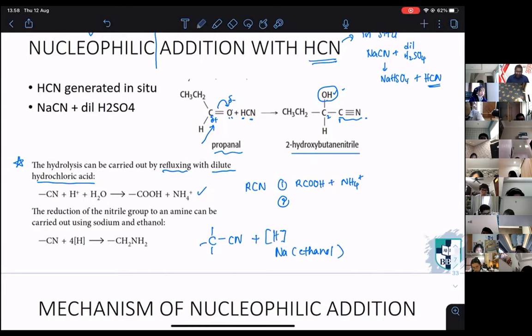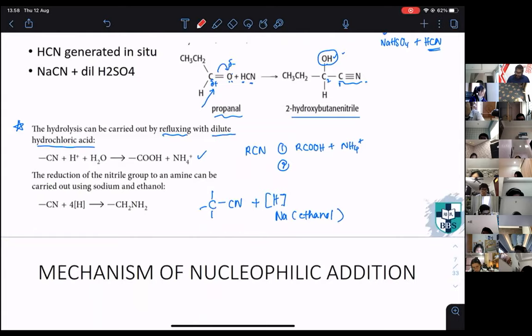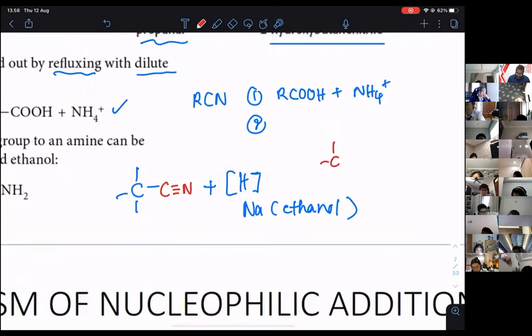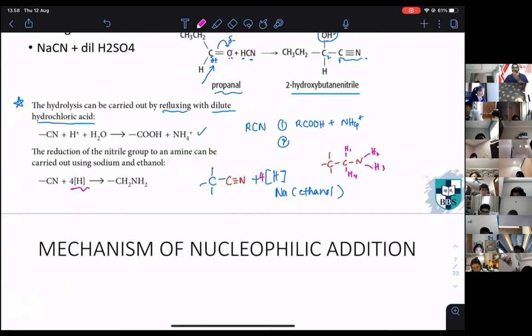Because if I redraw the CN, it will look like carbon triple bond N. So what happens to the CN, the carbon, the CH3, the bond will change into a single bond to CN. And then you are going to form new bonds. Each nitrogen must have three bonds, so there are another two bonds being formed. What do we put over there? We put hydrogen. How many hydrogens do we put? 1, 2, 3, 4. So four. So what do we get? We are going to get something that ends with NH2. This is called amine.